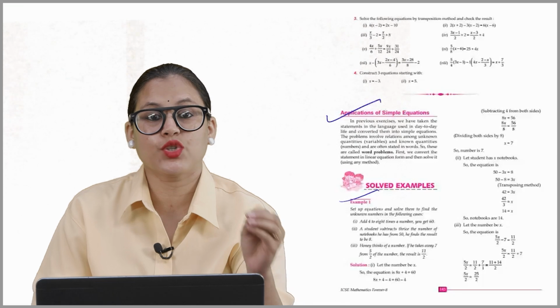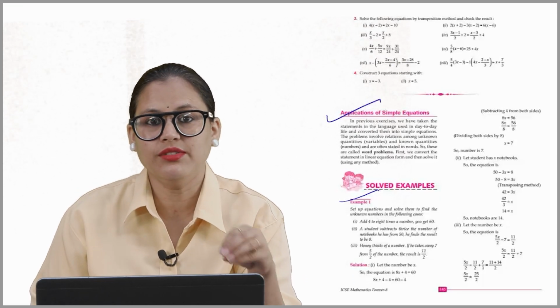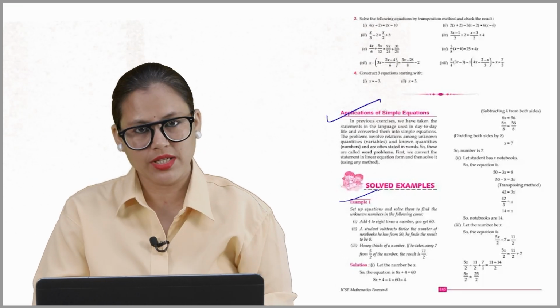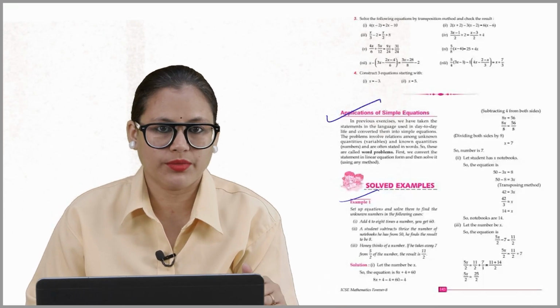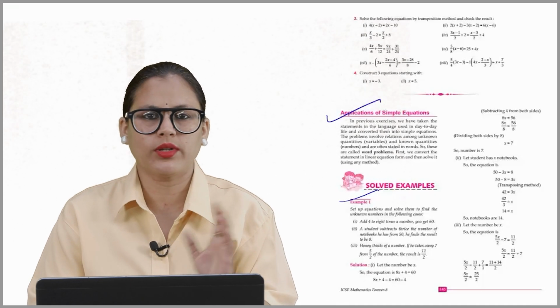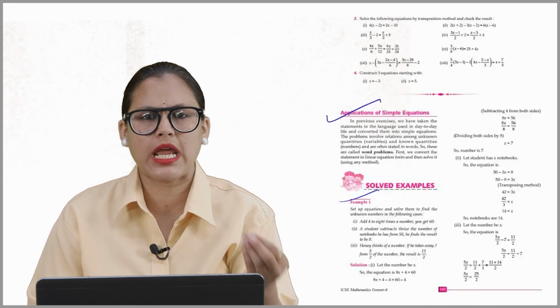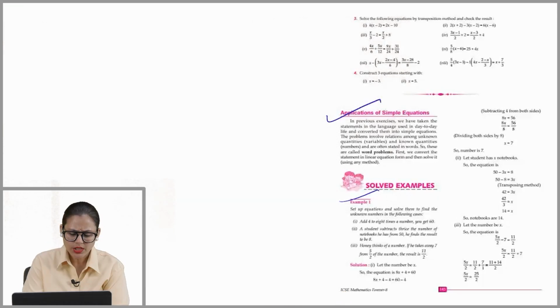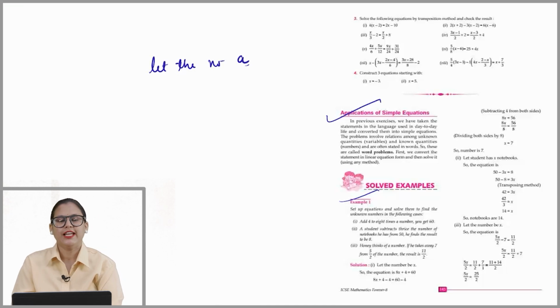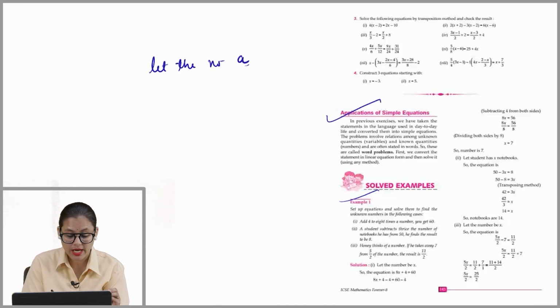Set up equations and solve them to find unknown numbers in the following cases. So first we will set up the equation and after that we will solve it. Number 1 is add 4 to 8 times a number to get 60. Okay, so we don't know what the number is. So we will let the number be A, B, C, D, X, Y, Z, whatever. Okay, let the number be A. So we have to add 4 to 8 times of this number, that is 8A, and then we'll get 60. Now we have formed the equation.